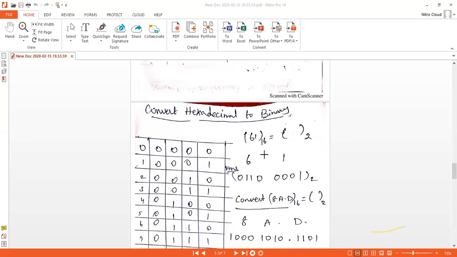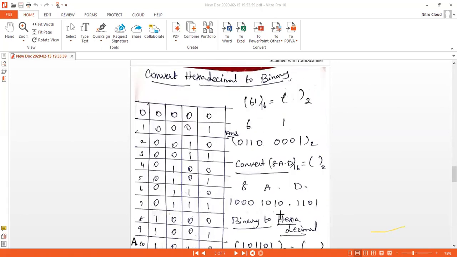So this table also you have to memorize. There is no other way. If you want to score marks in this subject matter, you have to memorize. Okay, 61, I can break into 6 and 1. What is the value of 6 given in the table? 0110. The same I have written here.